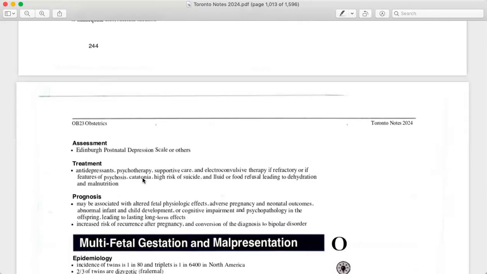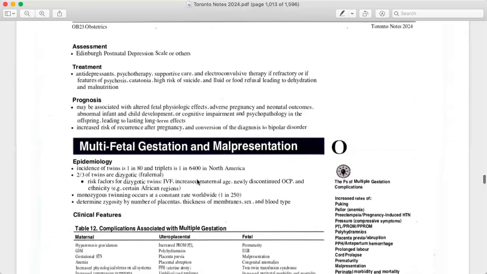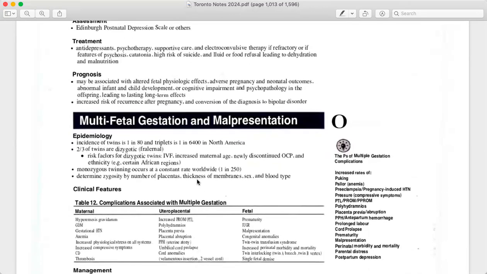And then psychosis, catatonia. So usually we start with these ones. High risk of suicide: if there is a high risk of suicide, you might need to admit this patient. Food refusal leading to dehydration, so you might need to admit and correct the hydration status. It may be associated with altered fetal physiological effects, adverse pregnancy or neonatal outcomes. So anything can happen, or it might lead towards abortion. Psychopathology leading to lasting long-term effects.